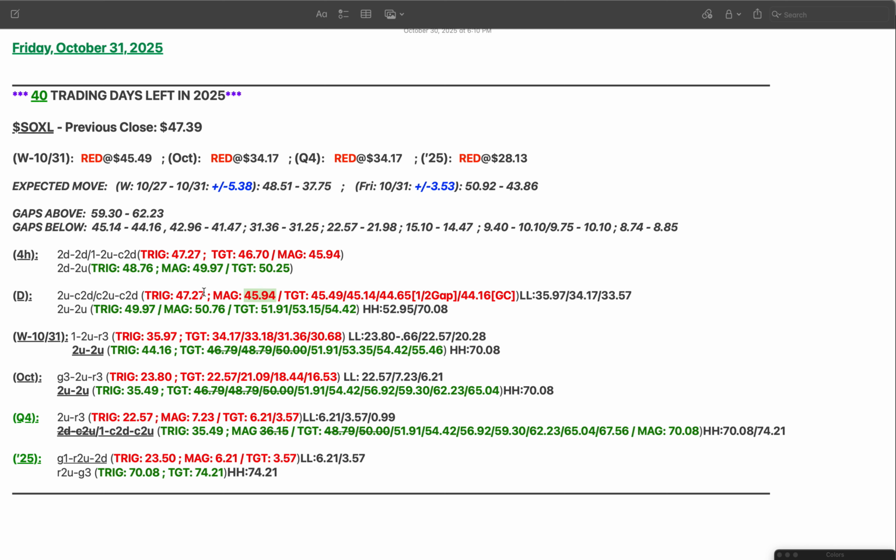But to the downside, 47.27, magnitude 45.95 on the day chart. We've got our extended targets here, including the half gap and the gap close if we really get to running to the downside. And then to the upside, so 2 down, 2 up, right? Triggering at 49.97 with a magnitude of 50.76. And then we've got our extended targets of 51.91, 53.15, and 54.42.